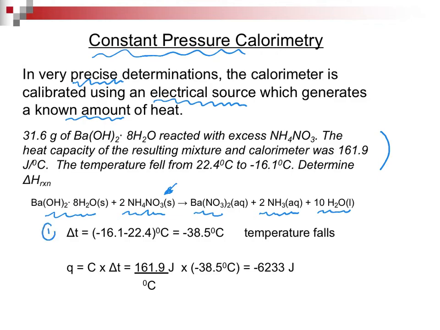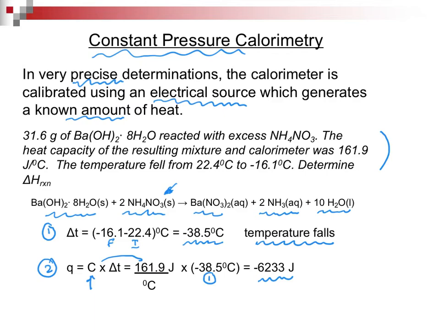The first is, what could the temperature change be? Well, we have our final minus our initial, and we come up with a value of negative 38.5. The temperature is falling. Once we have determined that, we can move on to number 2, because Q is equal to the heat capacity, which is given. We've just calculated the temperature change, and it allows us to come up with the heat for this process.